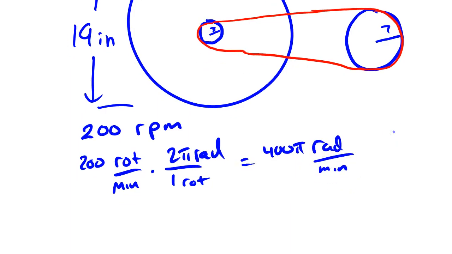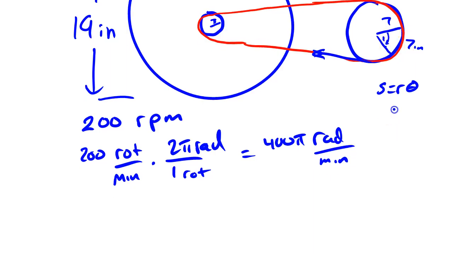So that spinning causes linear motion of the chain. The chain is moving along here, and I want to know how many inches per minute. Well, on this circle, 1 radian of angle is worth 7 inches of arc length, because the arc length formula is S equals R times theta. If you have 1 radian of turn, then the arc length is the radius times 1, because the angle is 1. So I use that as the exchange rate.